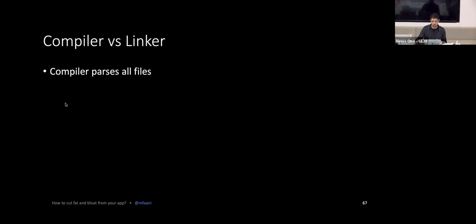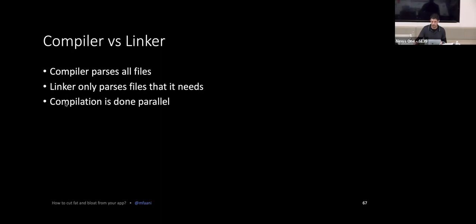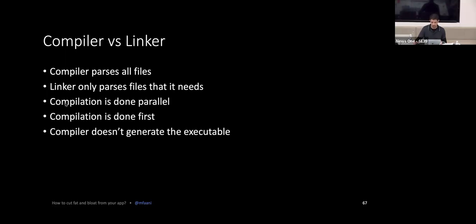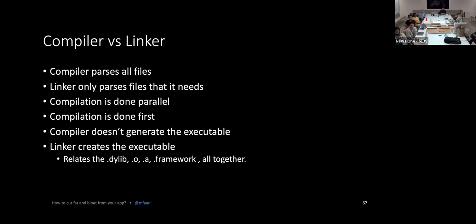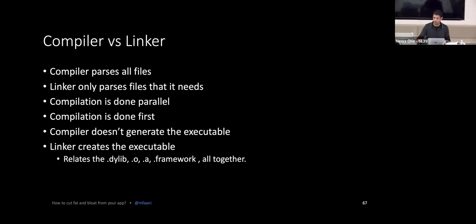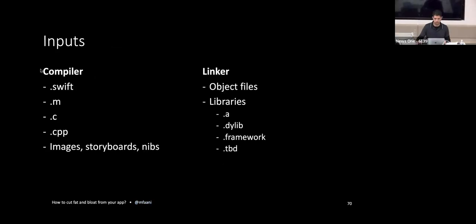Some other questions. The compiler parses all the files as we discussed. The linker only parses the files that it needs. Compilation can be done in parallel. Compilation obviously is done first. The compiler doesn't generate the executable. That's the role of the linker. It relates all the dylibs, object files, archives, and frameworks together and creates your framework or executable. So the inputs for the compiler are source code, and the inputs for the linker are object files and libraries.